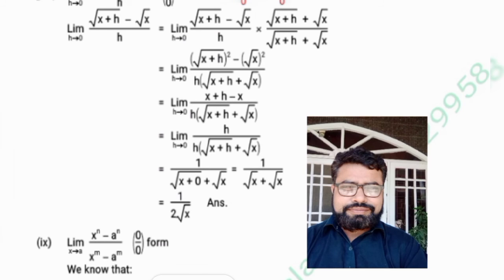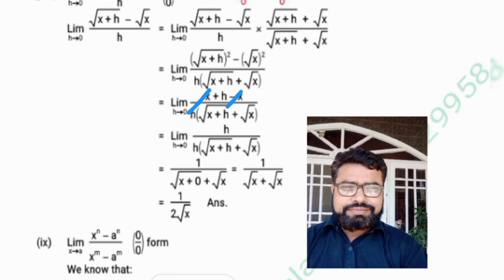After the cancellation, we have x plus h minus x in the numerator, and in the denominator x into square root x plus h plus square root x, which will be written the same. The limit as h approaches 0 will be written the same till the 0 by 0 form is removed. The 0 by 0 form will be removed after the cancellation of terms of numerator and denominator.